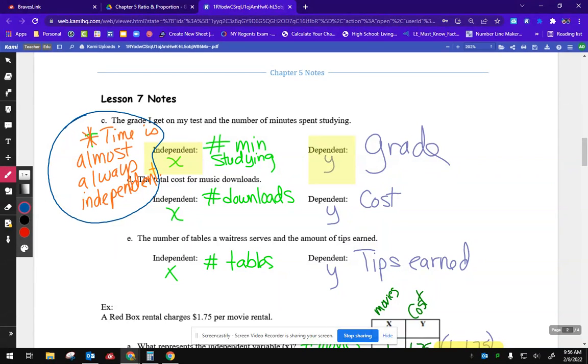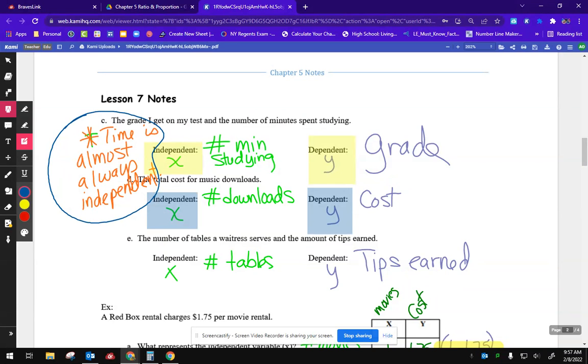The total number of music downloads. Okay? And maybe, I don't know if you download music anymore, but probably games. So if you download one game, it's going to cost a certain amount of money. If you download 3 games, the cost is going to be more. So the cost depends on how many downloads. So again, the dependent variable is the cost. Money is almost always dependent.